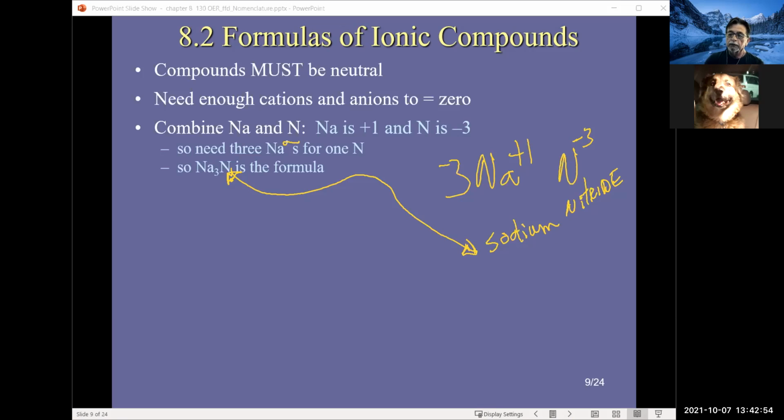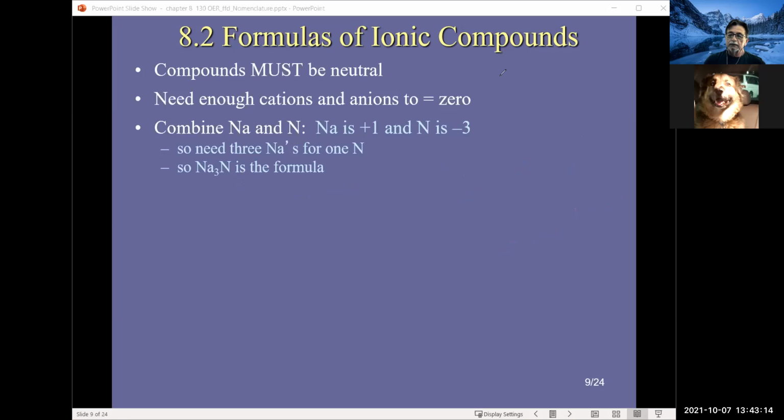Notice it's nitride, not nitrogen. It's not sodium nitrogen. That would be incorrect. Nitride tells you you're dealing with the anion. In fact, there wouldn't be a compound called sodium nitrogen.